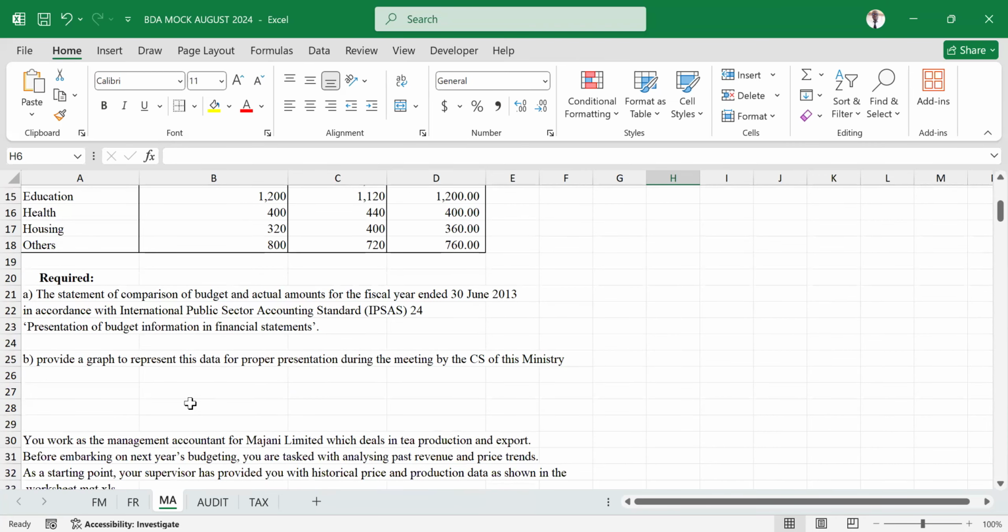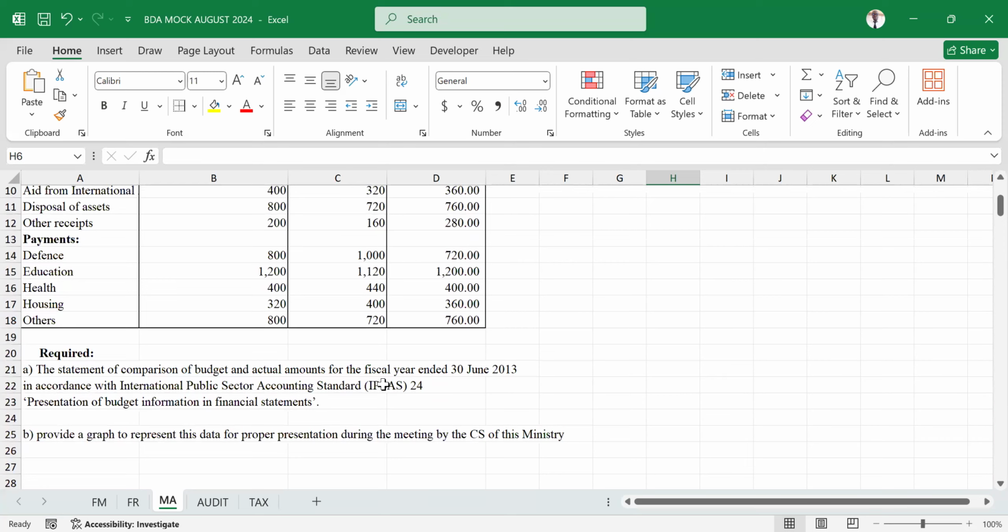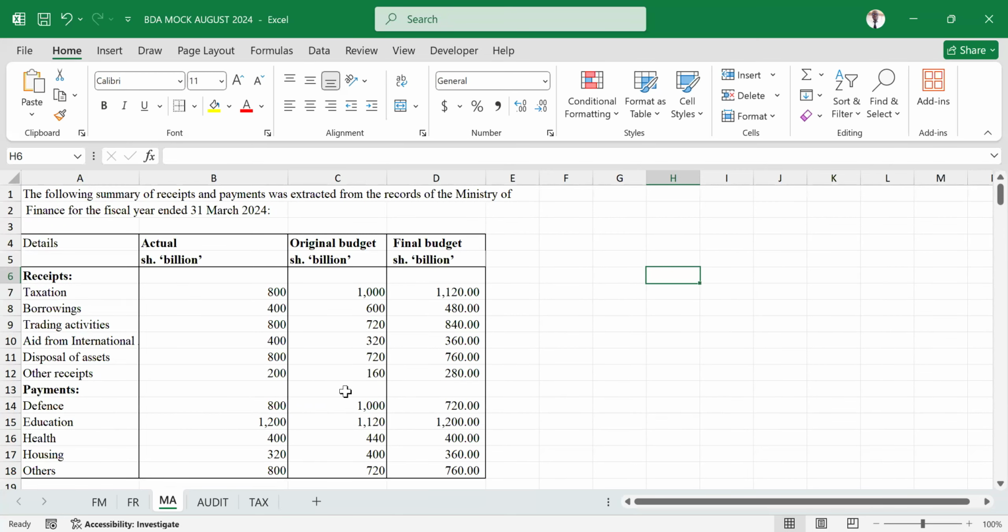So, a presentation comparison report. How do you go about this simple question that we have? Now, it is very simple. It is very, very simple. Here we have the actual budget, the original budget and the final budget.